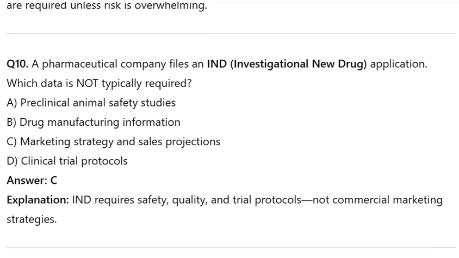Q10. A pharmaceutical company files an IND, investigational new drug application. Which data is not typically required? A. Preclinical animal safety studies. B. Drug manufacturing information. C. Marketing strategy and sales projections. D. Clinical trial protocols. Answer C. Explanation. IND requires safety, quality, and trial protocols, not commercial marketing strategies.